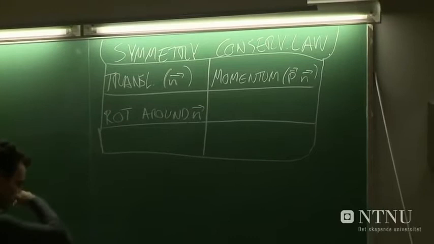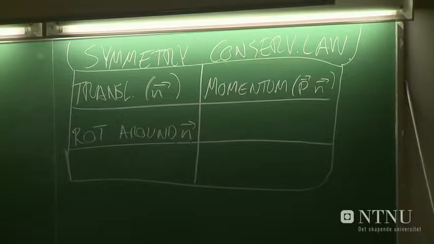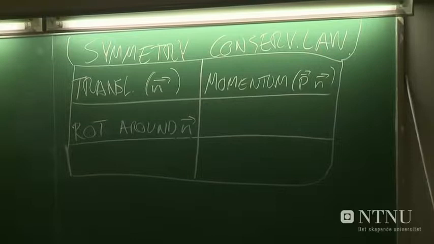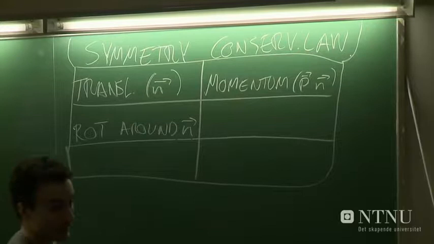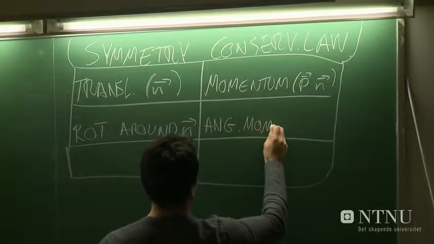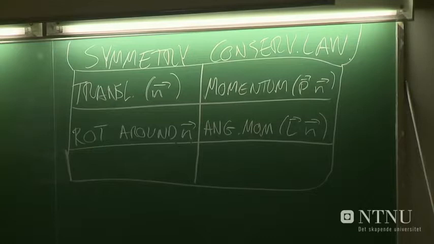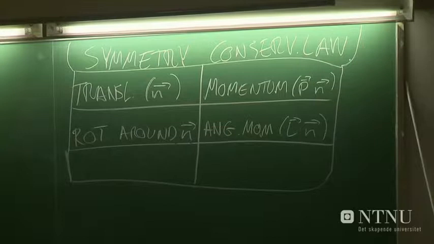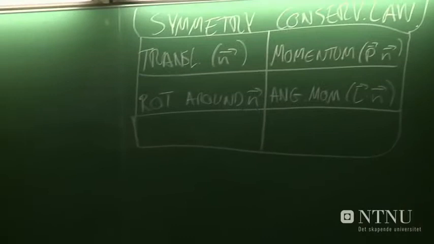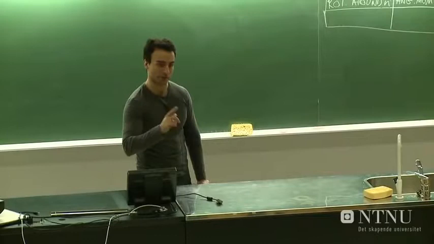The next symmetry we had a look at was rotational symmetry, in which case you had some axis around which the system would be invariant under rotations. And in this case, we found that the angular momentum, or more specifically, the component of the angular momentum along this rotation axis would be conserved. So we also commented that in a spherically symmetrical system, the total angular momentum would be conserved because the system is invariant in all directions.